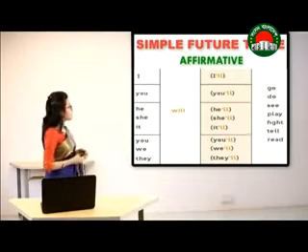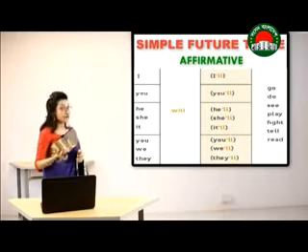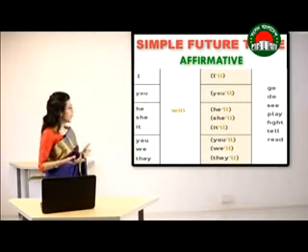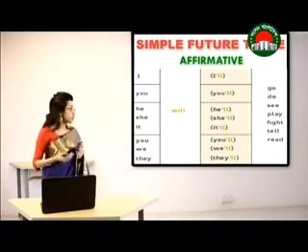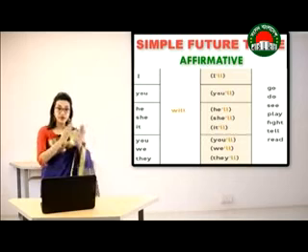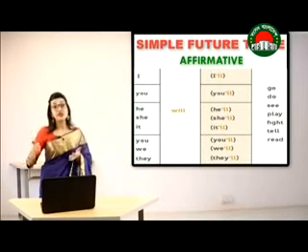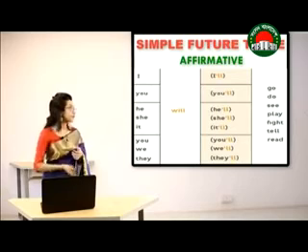So in these cases, the sentences can be: I will go, you will do, he will see or she will see, it will read, you will play, we will fight, they will read. So basically what we are doing here is using the subject at the beginning, then will after that, and the present form of the verb after will.